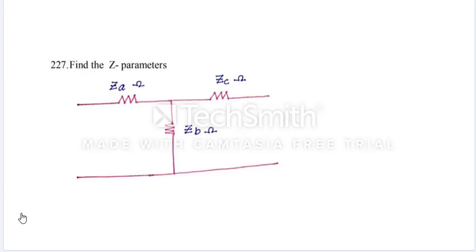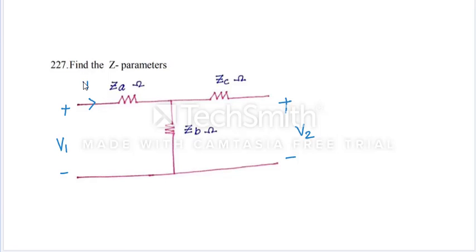The Z parameters. They ask you to find the Z parameters of this network. We have a two-port network here. This is port 1, and this I can call V1. The second port, this voltage is V2.